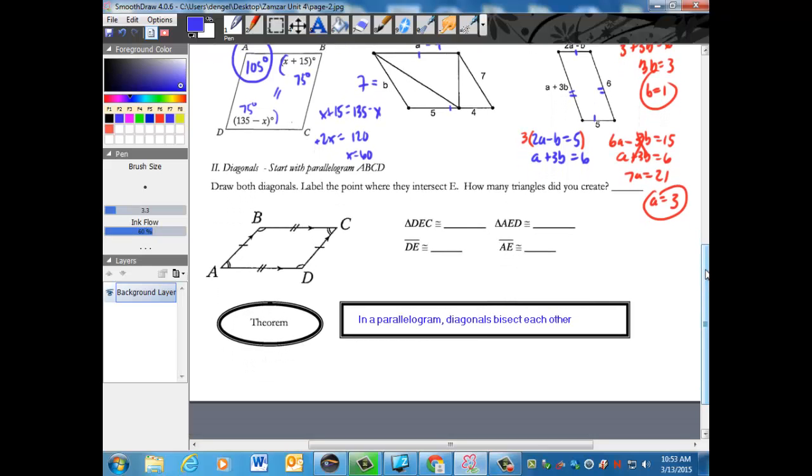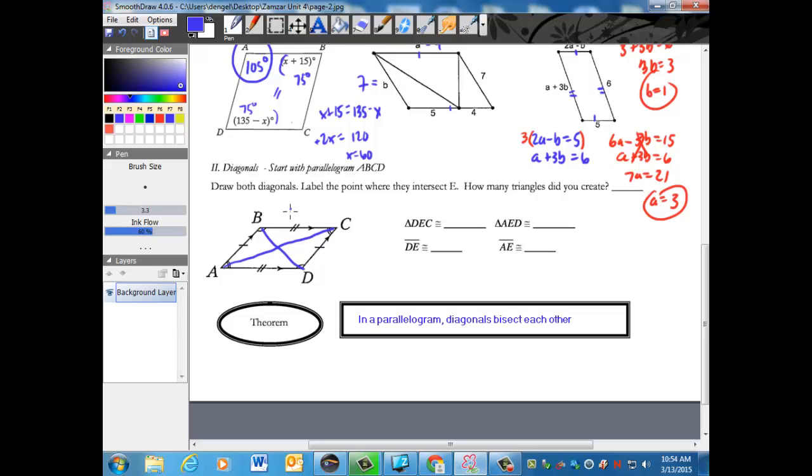All right, next problem at the bottom. We're going to draw both diagonals, so let's do that now. Here's one diagonal. Here's our second diagonal. And they intersect at point E.